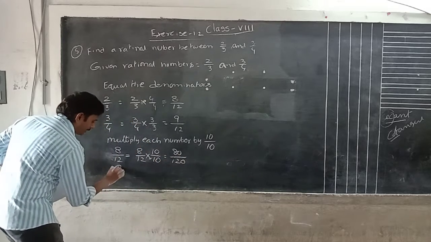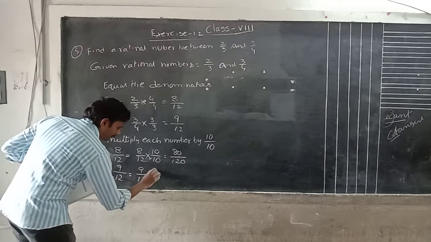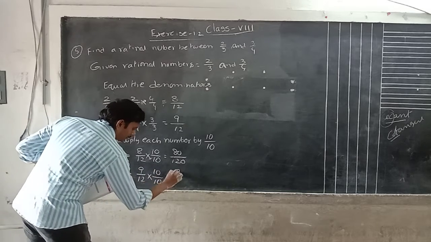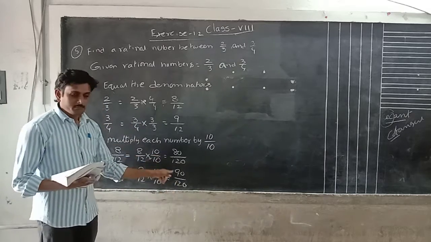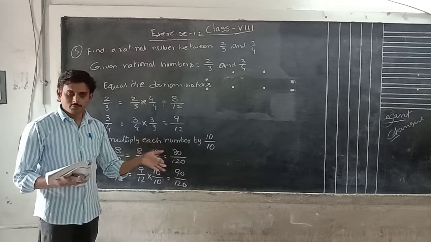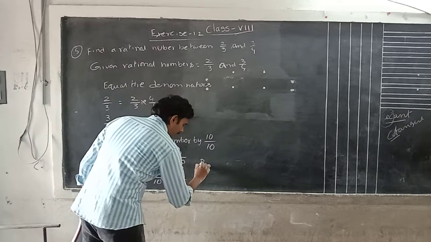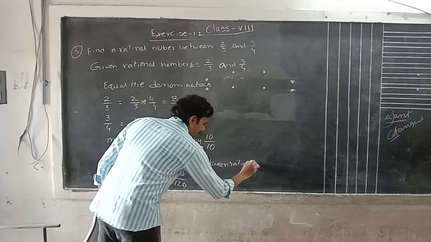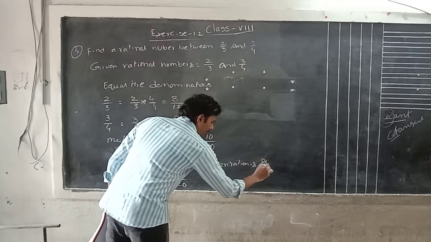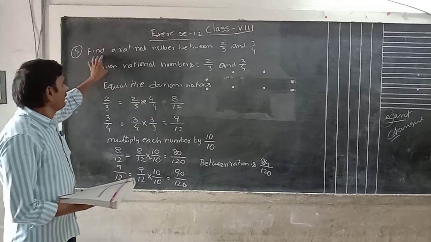Second one, 9 by 12. 9 by 12 into 10 by 10 equals 90 by 120. Okay, between 80 and 90 so many numbers are there: 81, 82, 83. Any rational number between them is fine, for example 84 by 120.